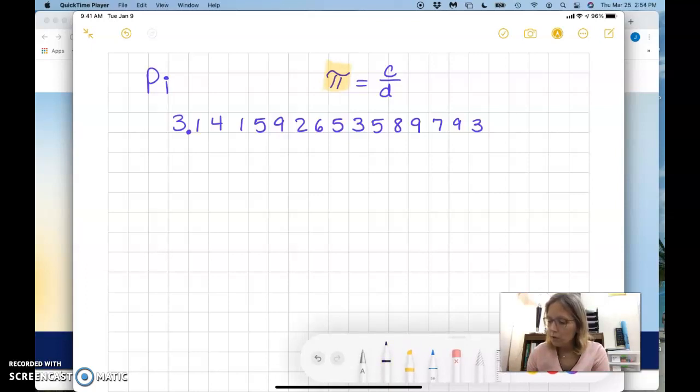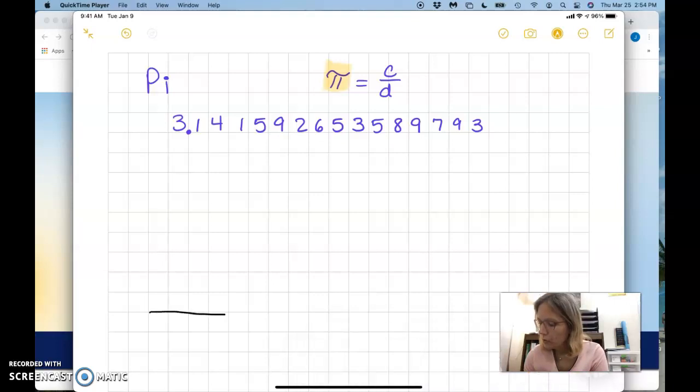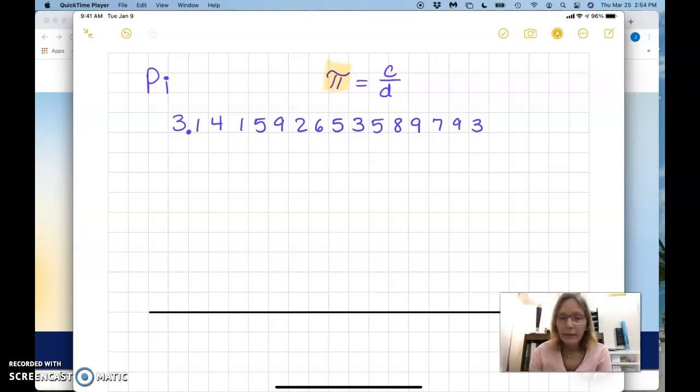So the first thing you're going to do is you need some graph paper. If you don't have graph paper, just hold on. I'm going to show you, or fast forward, I'm going to show you how to do it on regular notebook paper. But for graph paper, this is how you do it. You're going to draw a line to make your base, like where you're starting from.